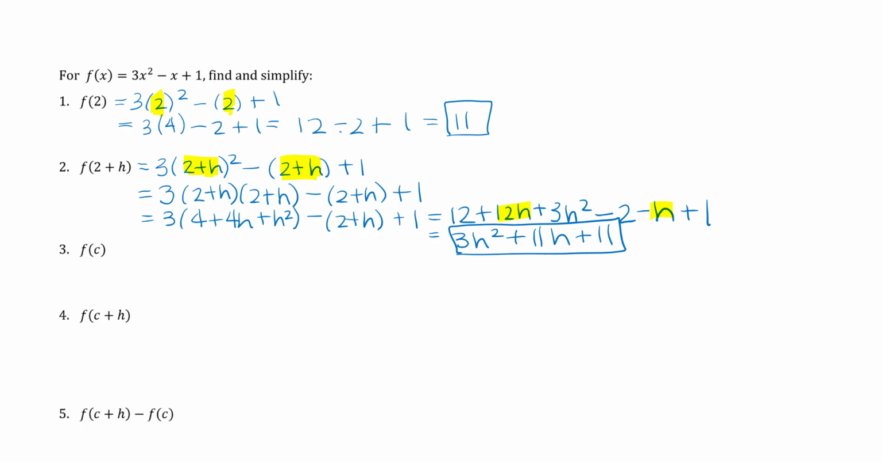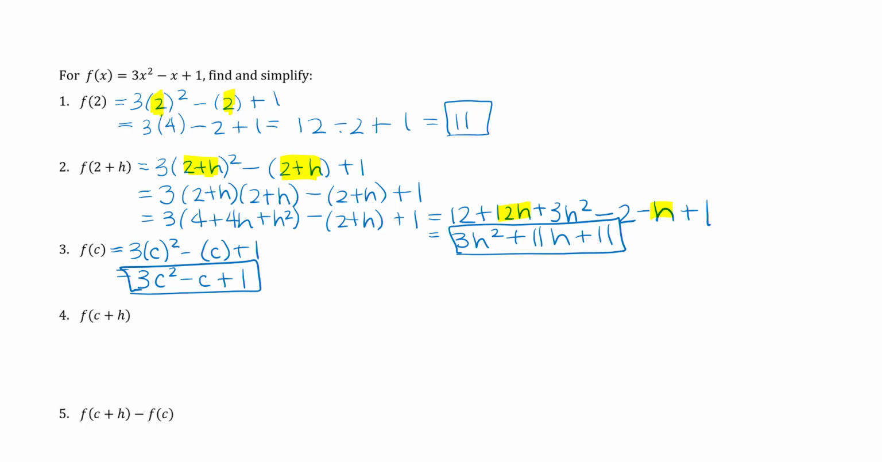Okay, so this next one, f of c, I've just got c to put into the function for the input. So I'll have 3 times c squared minus c plus 1. And really, as far as simplifying, it's just a matter of removing those parentheses. There's not much else I can do on that one.